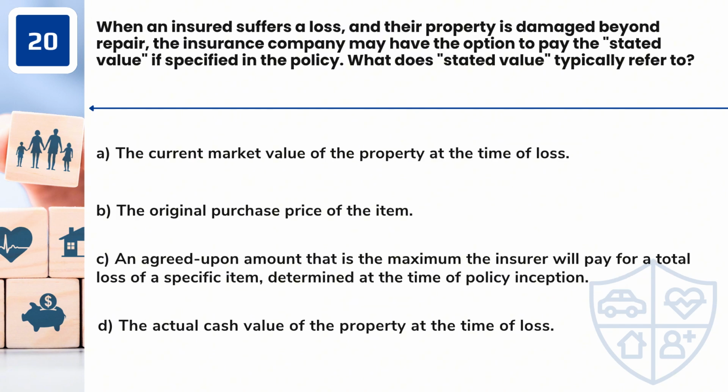Question 20. When an insured suffers a loss, and their property is damaged beyond repair, the insurance company may have the option to pay the stated value, if specified in the policy. What does stated value typically refer to? A. The current market value of the property at the time of loss. B. The original purchase price of the item. C. An agreed-upon amount that is the maximum the insurer will pay for a total loss of a specific item, determined at the time of policy inception. D. The actual cash value of the property at the time of loss.